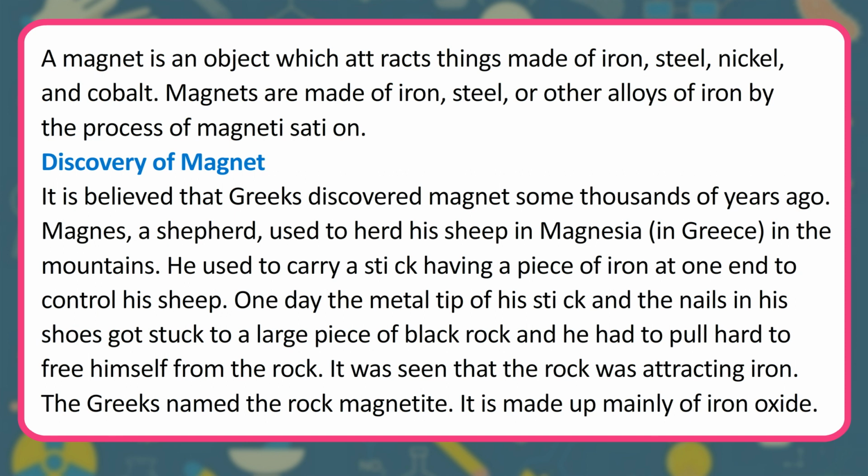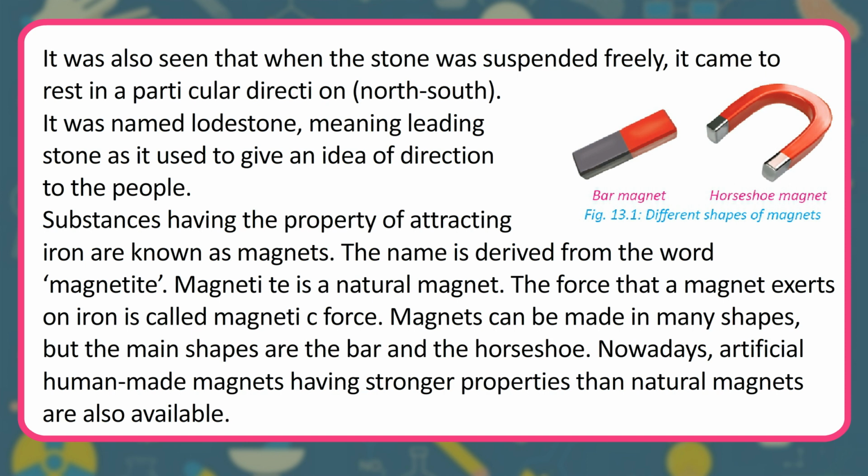The Greeks named the rock magnetite. It is made up mainly of iron oxide. It was also seen that when the stone was suspended freely, it came to rest in a particular direction, north-south. It was named lodestone, meaning leading stone, as it used to give an idea of direction to the people.